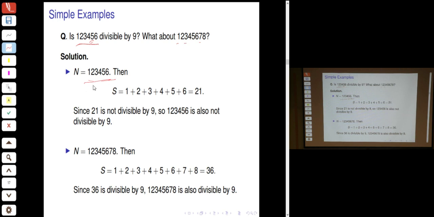You just form the sum of the digits in the decimal representation. For 123456, the sum of the digits is 21, so it's not divisible by 9, because 21 is not divisible by 9.